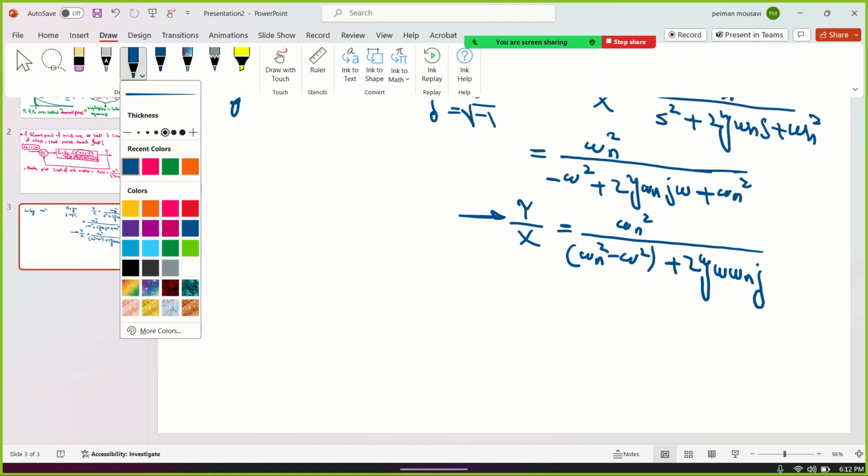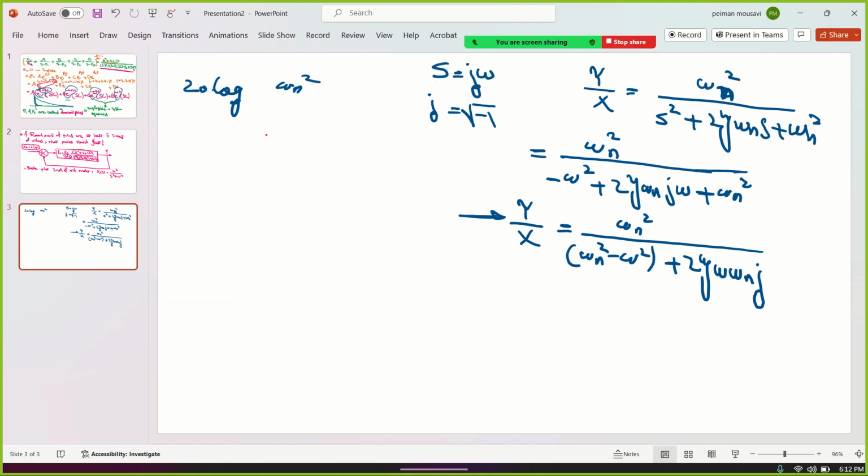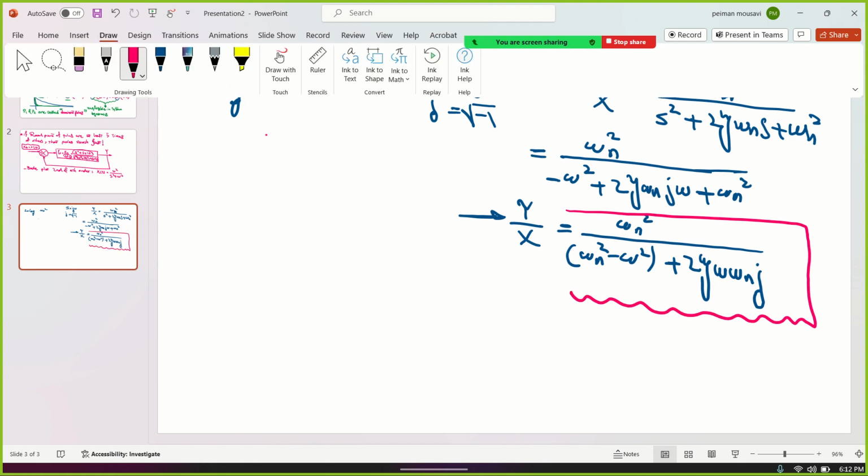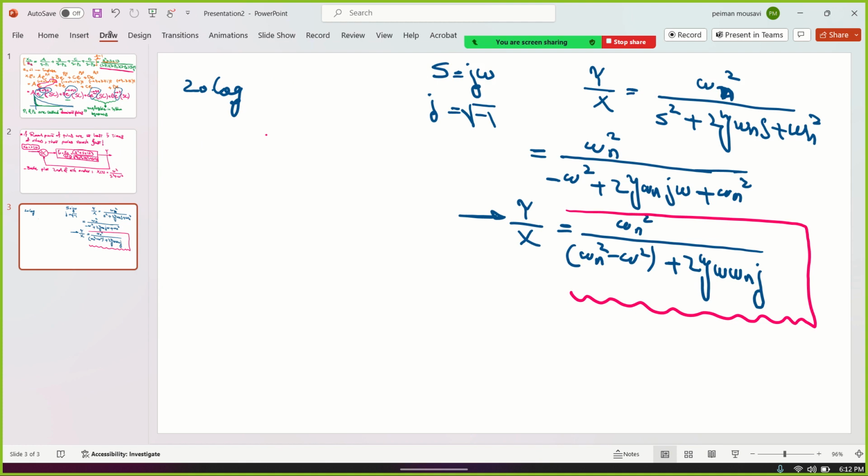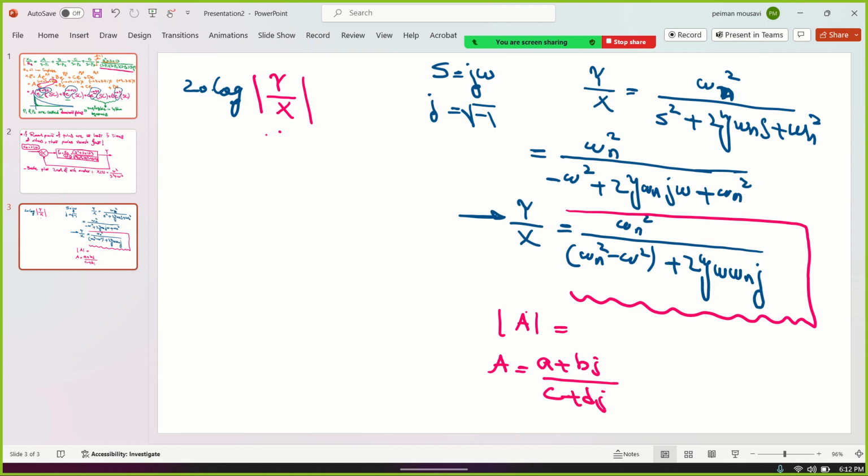Being said, I told you previously that this is this, okay? So for the Bode plot, the first-order system we did was this y over x. And I told you, for refreshing, if you have a complex number (a plus bj) over (c plus dj), its magnitude is the square root of a squared plus b squared, divided by c squared plus d squared. Exactly, I'm gonna do that here.